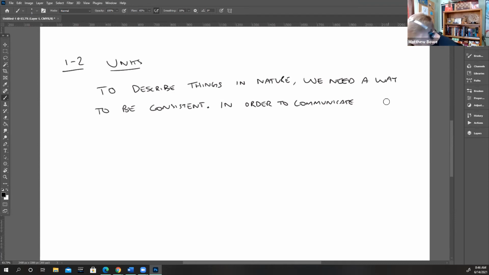I think I will prepare some of these beforehand, because if I go fast, you guys can't read it, and that's not good. So in order to communicate clearly, we need a shared system of units. So this is where someone's trying to describe something they see in nature, something about physics.